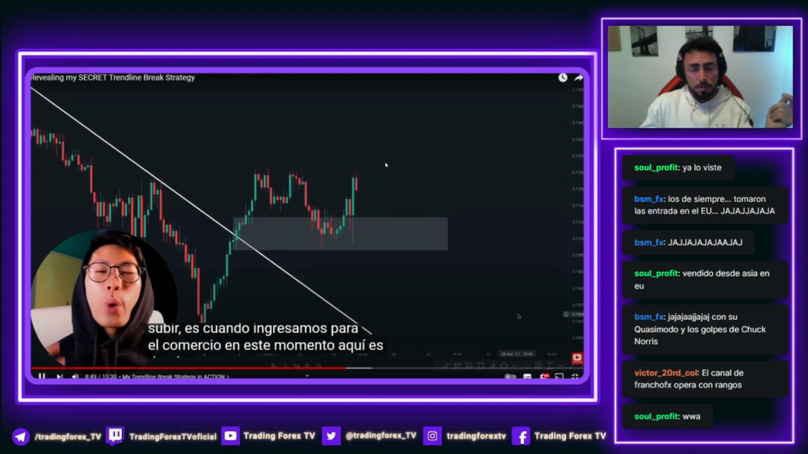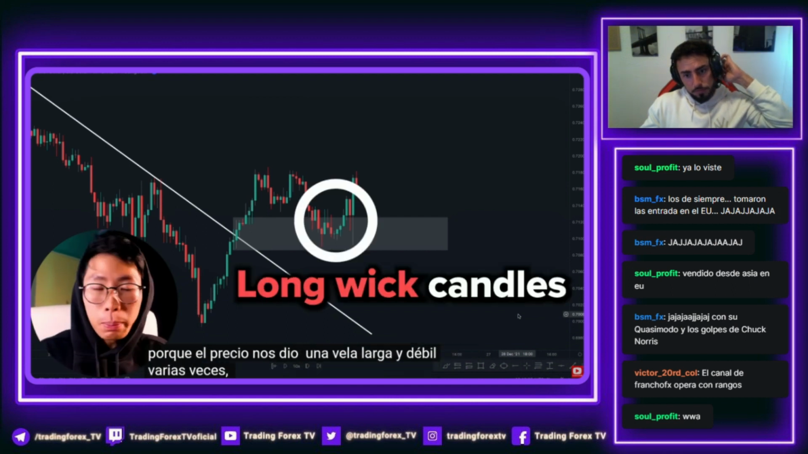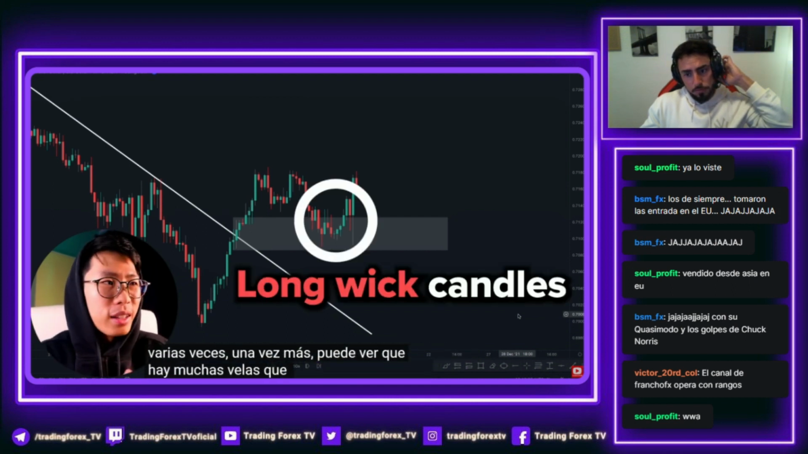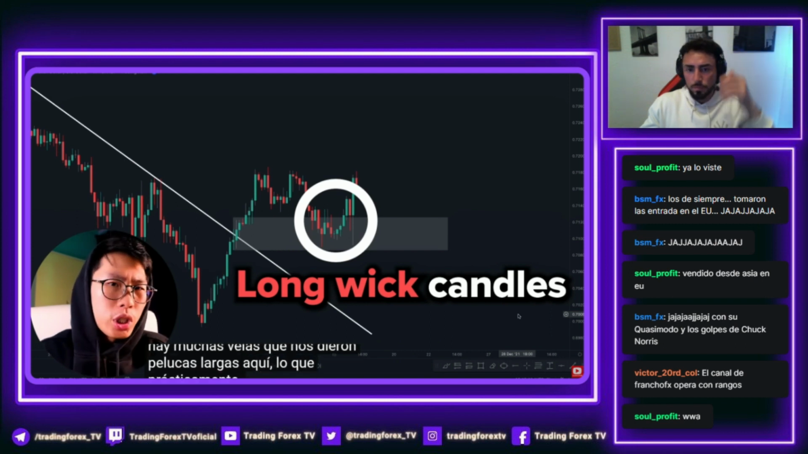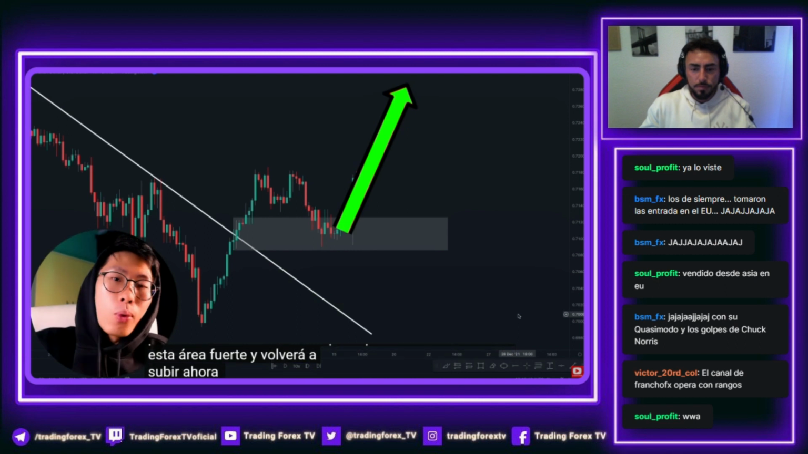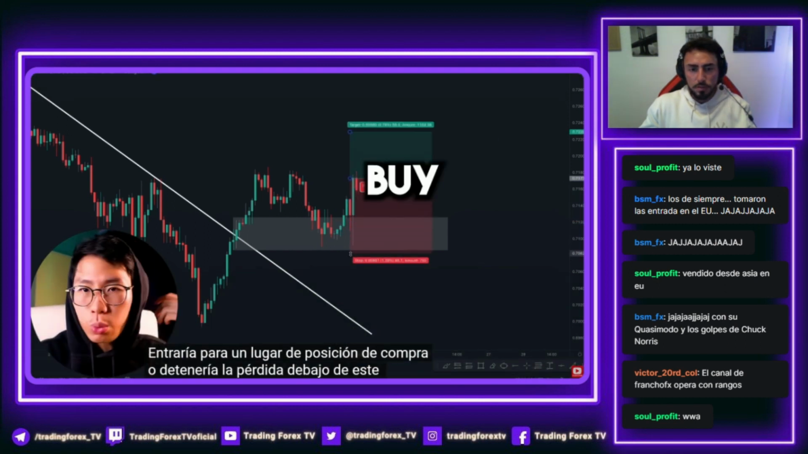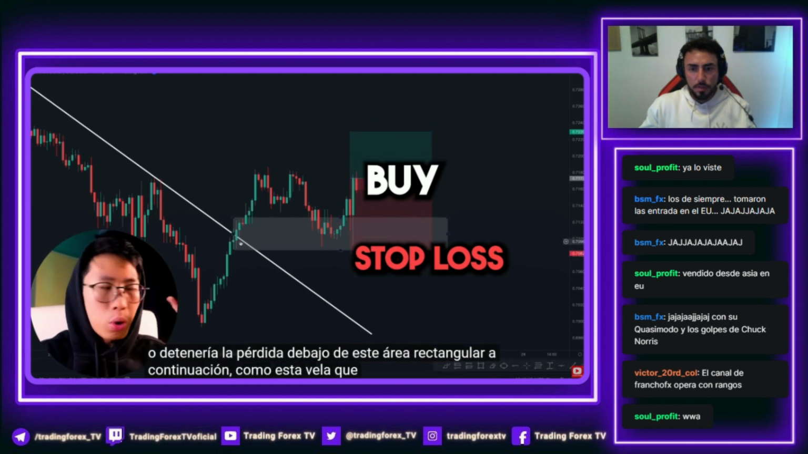Trade. At this point of time, this is where I will enter for a buy position. Because price gave us a long wick candle multiple times once again. You can see there's a lot of candles that gave us long wicks right here, which pretty much just shows us that price is rejecting this strong area and it's going to go back up right now. So right here, this is when I will enter for a buy position. Place your stop loss below this rectangle area, below this candlestick that broke off the trend line right here.